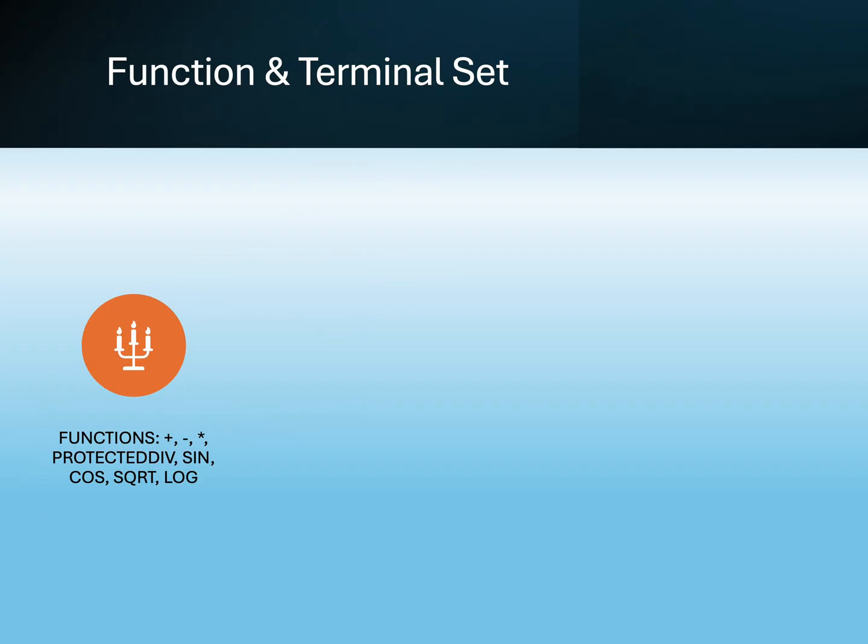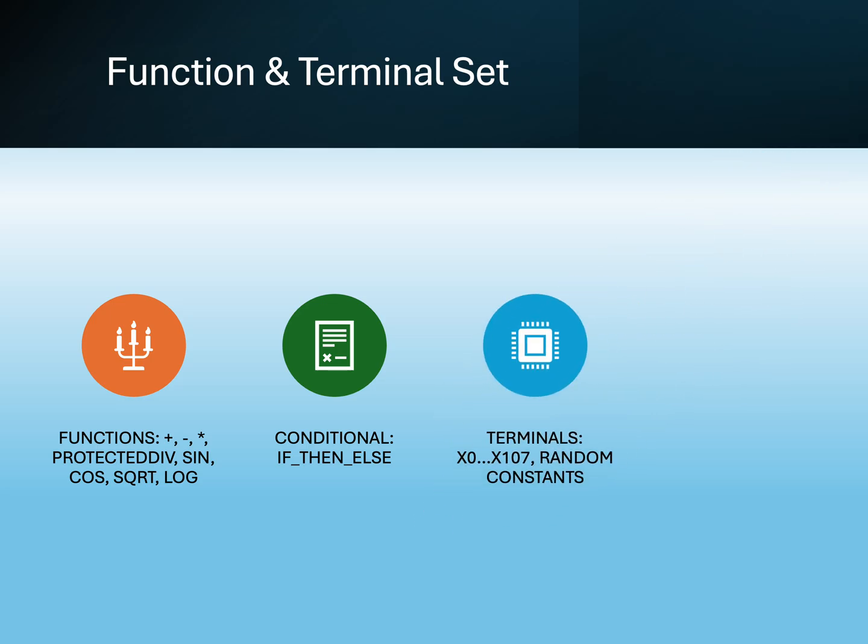In genetic programming, the function set and terminal set define what the model is allowed to use. For this project, the terminals are all the input features from feature 0 to feature 107. The function set includes basic arithmetic operations like addition, subtraction, multiplication, and protected division. I also used unary functions like sine, cos, square root, log, negation, and many more. To allow conditional logic, I added an if-then-else function. A small random constant generator was also used to introduce more variation. Together, these functions give GP enough power to explore complex rules while keeping the expressions readable.